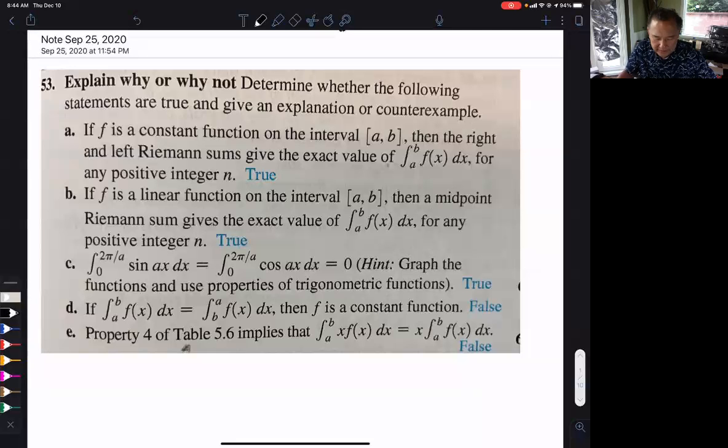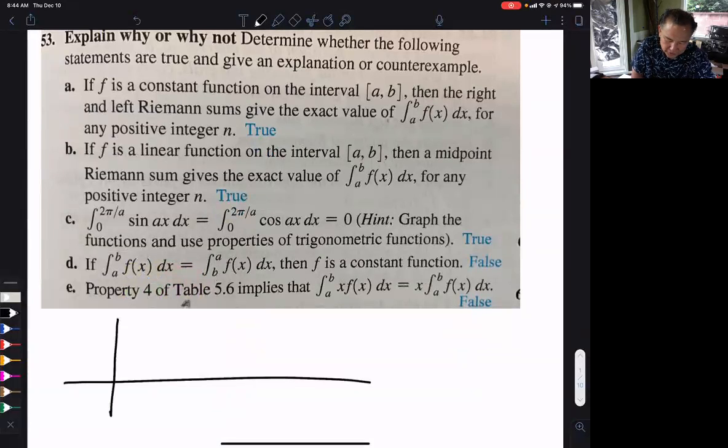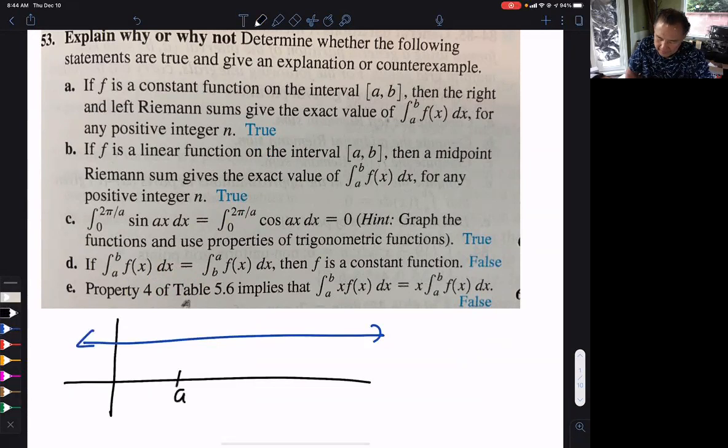This is 5.3, number 53. Determine whether the following statements are true and give an example or explanation or counterexample. F is a constant function from A to B. We can do that. F is a constant function. A constant function is a horizontal line from A to B. It says then the right hand and left hand sums gives the exact value.